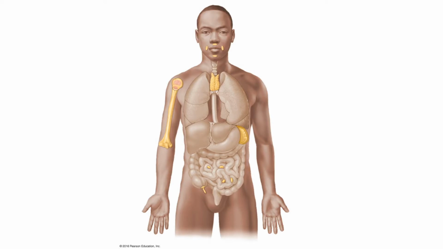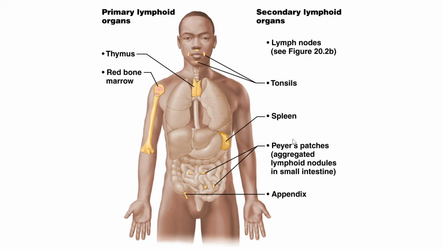This diagram shows all of the lymphoid organs throughout the body, and they are split into primary and secondary lymphoid organs. Primary lymphoid organs are where the B and the T cells mature, and they include the thymus. The thymus is a gland that secretes hormones, and it's located right above the heart. And the thymus is where T cells mature. And then anywhere we have red bone marrow in the body, that is where the B cells mature.